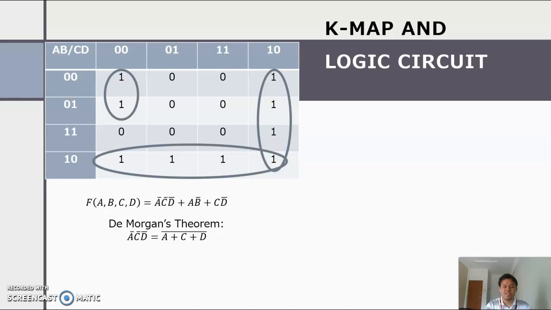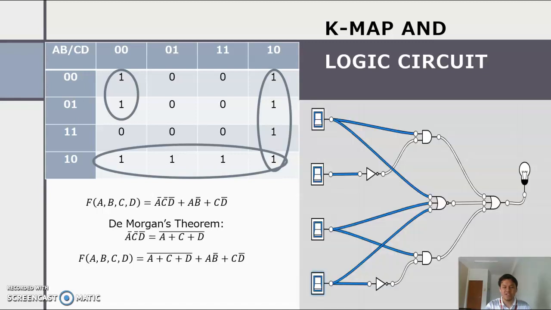By utilizing De Morgan's theorem, we will get the equation as below. It is slightly different from the original equation, but it will yield the same output. So what do we do with this Boolean equation? From this Boolean equation, we can construct the logic circuit. So this is the logic circuit.